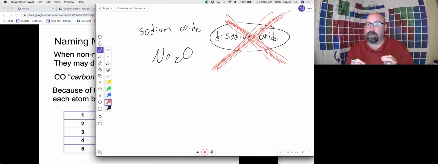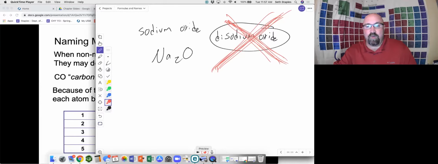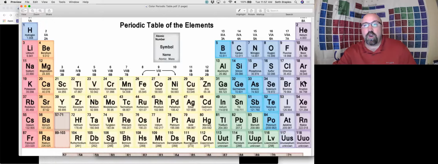Hopefully that's clear. So you will only ever use these prefixes when you are dealing with two non-metals coming together. If you use those prefixes for an ionic compound, a metal and a non-metal, it is wrong and it will be labeled as wrong. For practical purposes of homework or a test, you will get that answer wrong. It is not correct. So always use these prefixes if it is two non-metals.